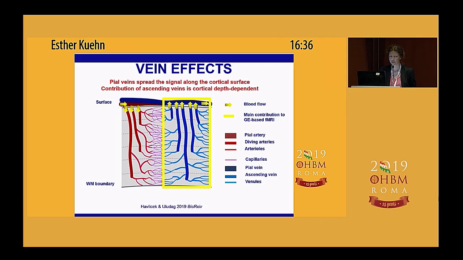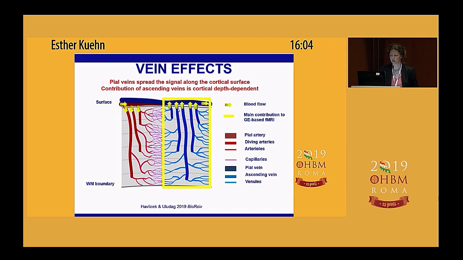So I think it's a major issue in 7 Tesla fMRI that the vasculature is strongly influencing your BOLD signal change, and this is particularly important if you want to look at cortical depth specific changes in your signal. So the BOLD effect is mostly driven by draining veins, but also venules, and the major problem is, for one, that the ascending veins are not equally distributed across different cortical depths.